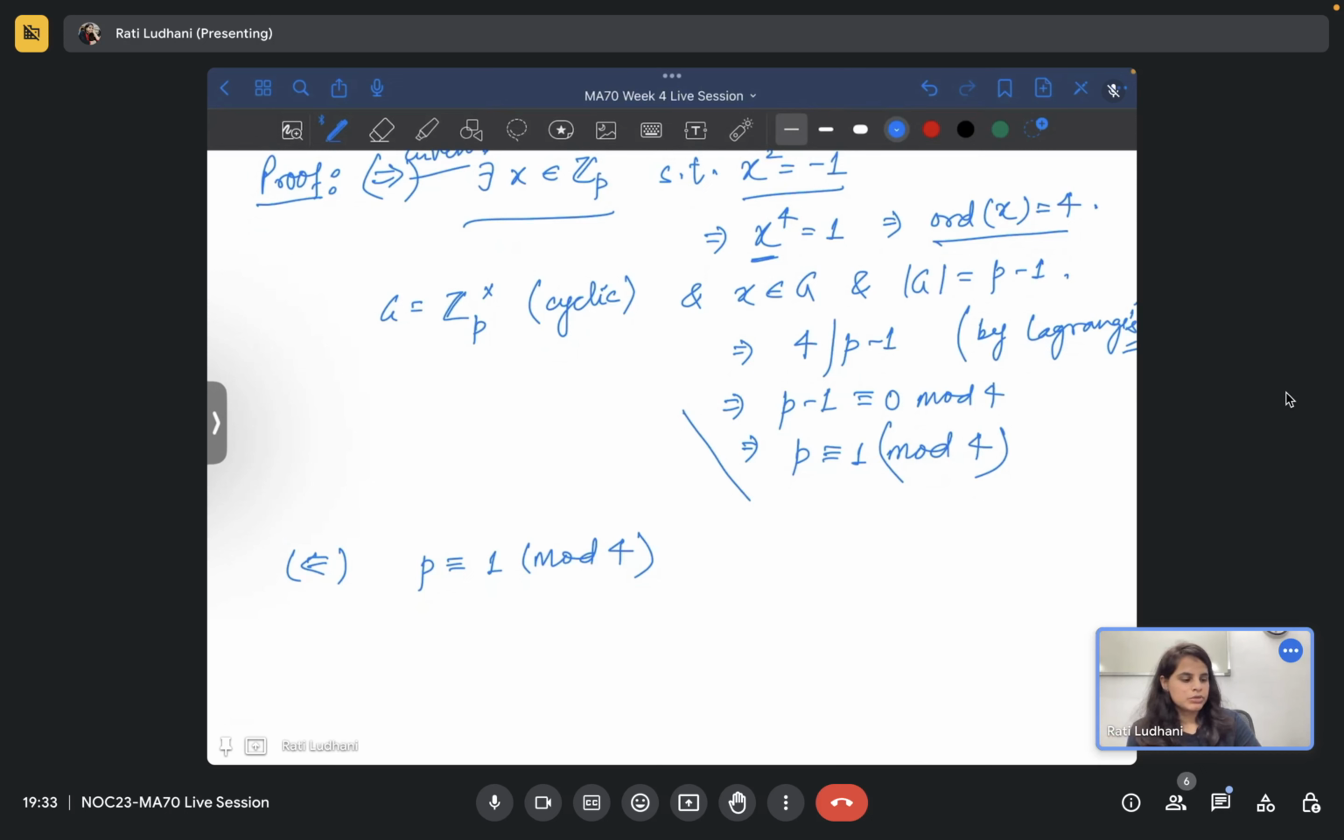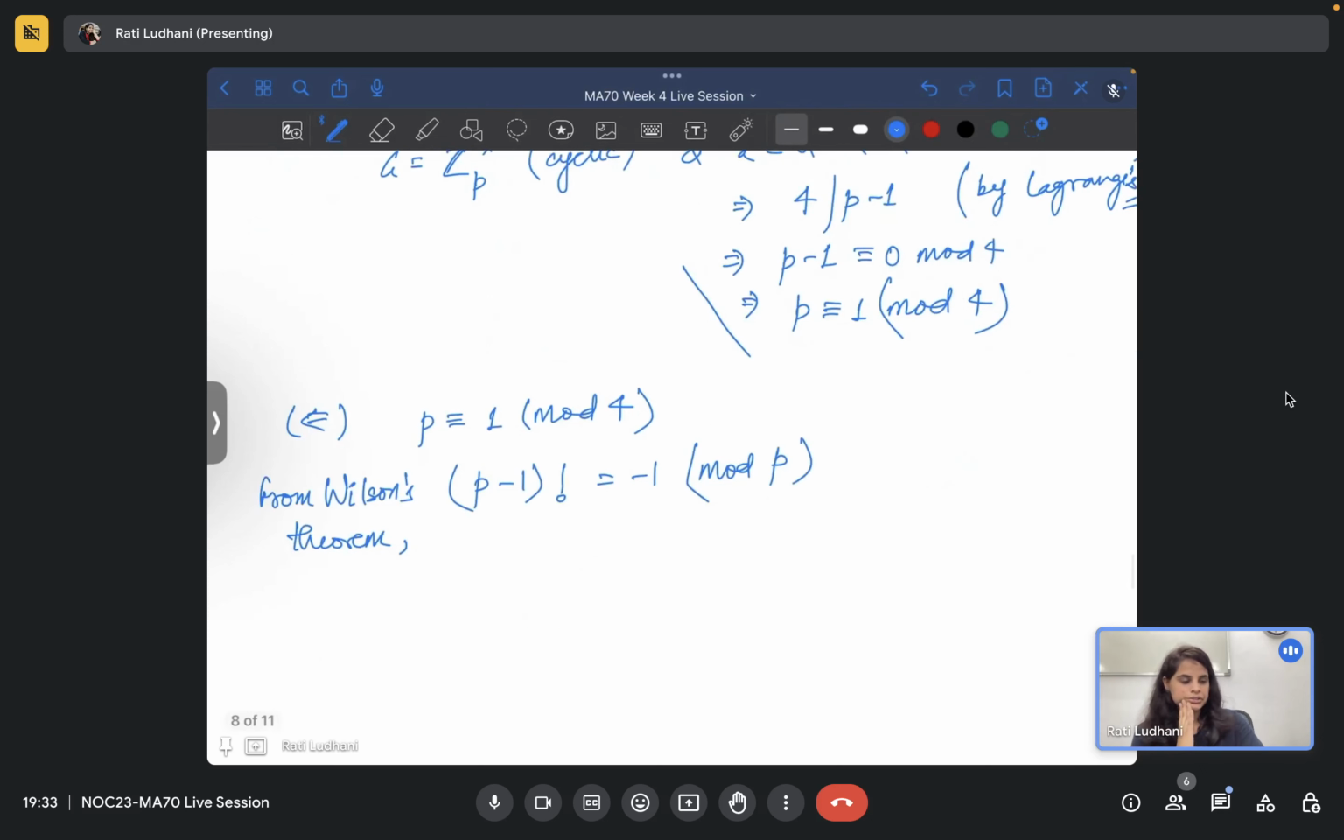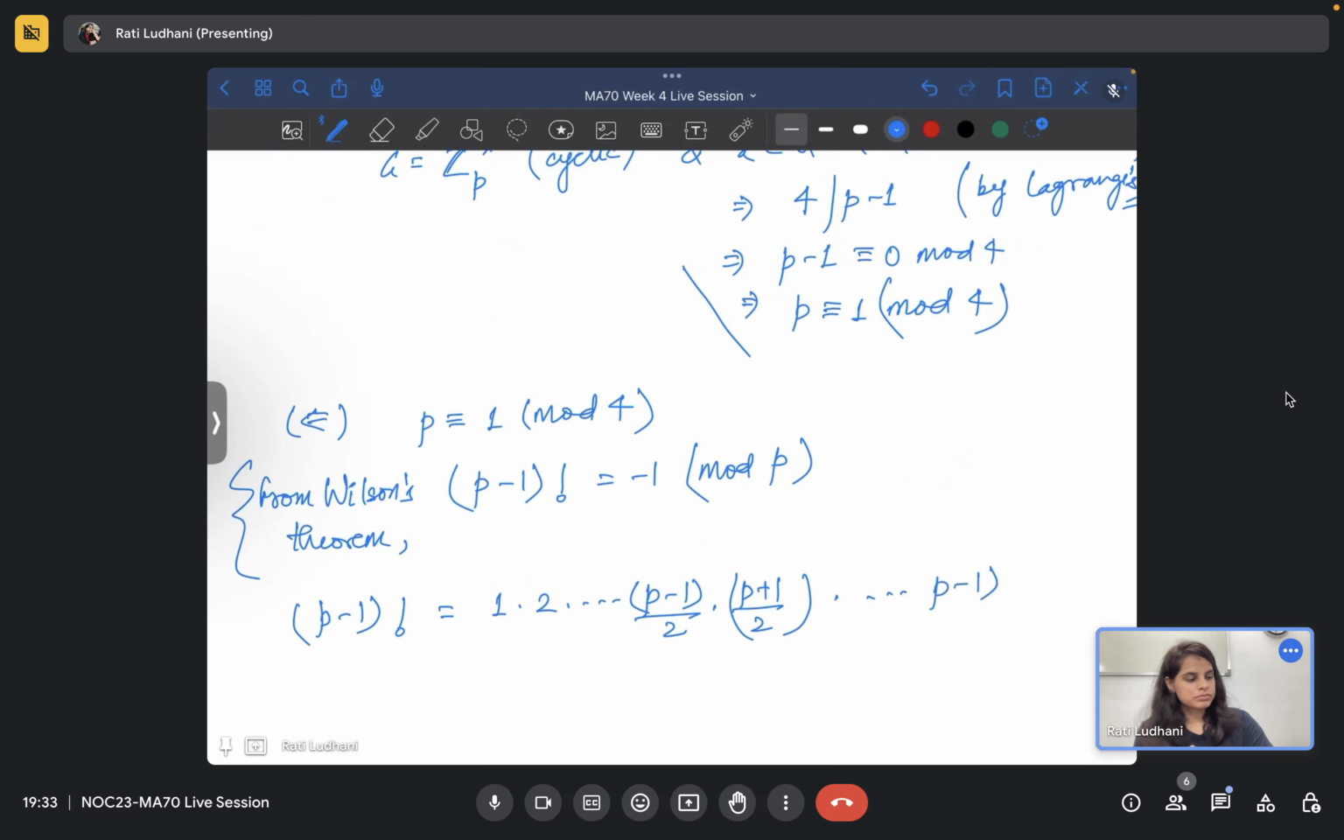So let's do this. From Wilson's theorem, what do we know? (p minus 1) factorial is equal to -1 mod p, right? We have this condition. So let's use this. What is (p minus 1) factorial? Let's write it down. It is 1, 2, and so on up to (p minus 1) by 2. The next number will be (p plus 1) by 2, and so on, up to p minus 1.